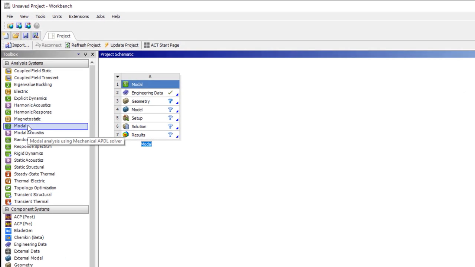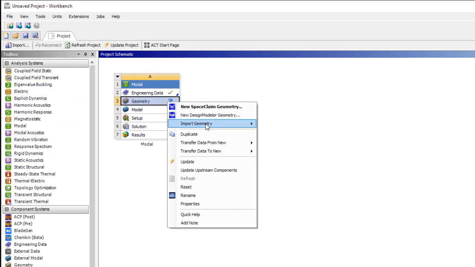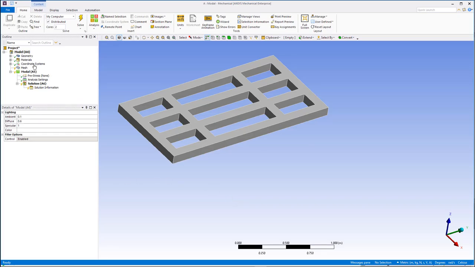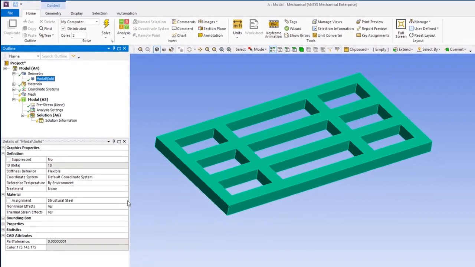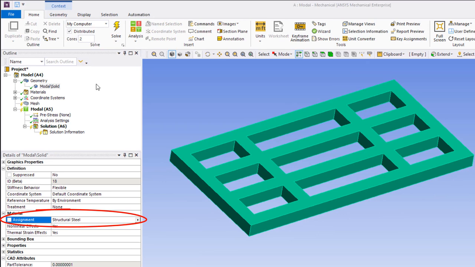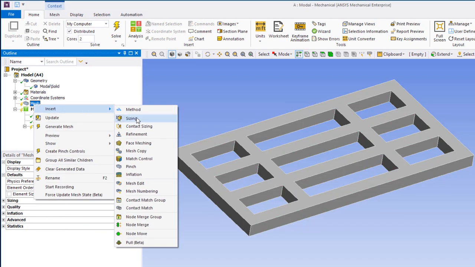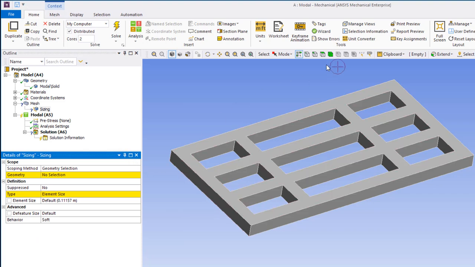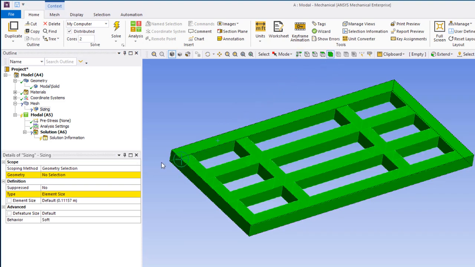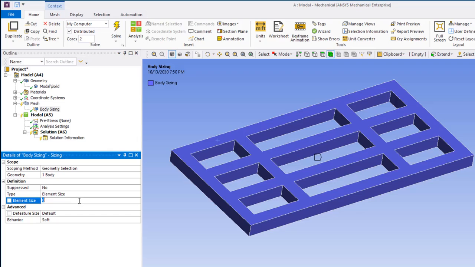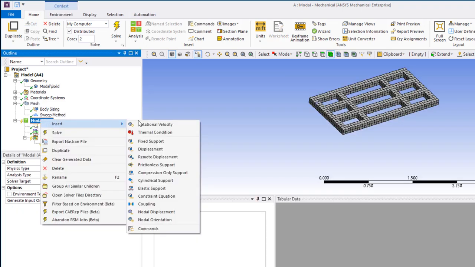Insert modal analysis system on the project page. Import geometry. Check material. Structural steel is assigned material by default. Insert mesh sizing under mesh and set the sizing to 0.05 meters. Geometry is suitable for sweep mesh, and we want to ensure that there are at least 2 elements through the thickness of the frame for the better accuracy.